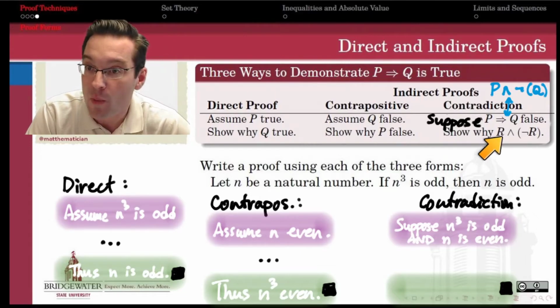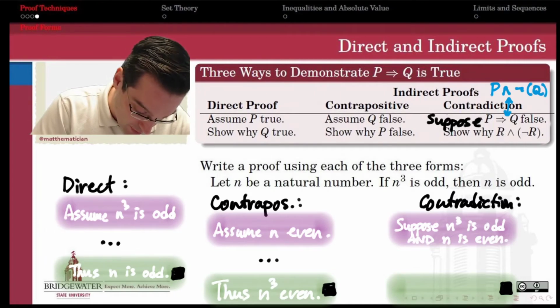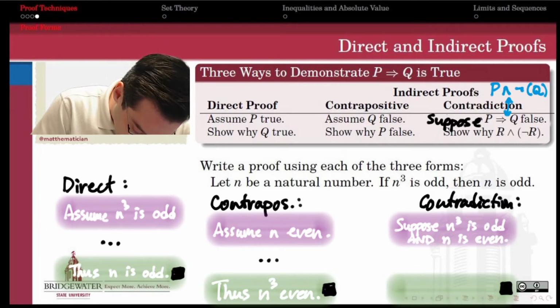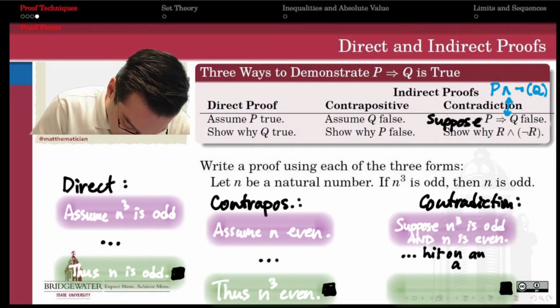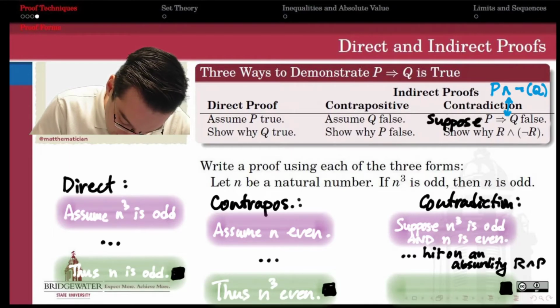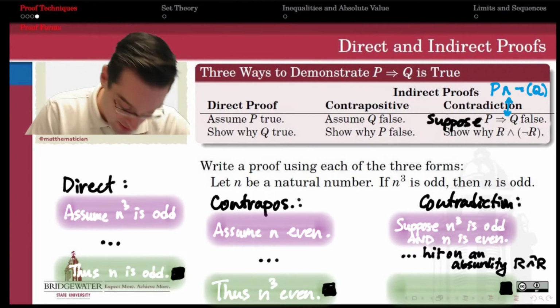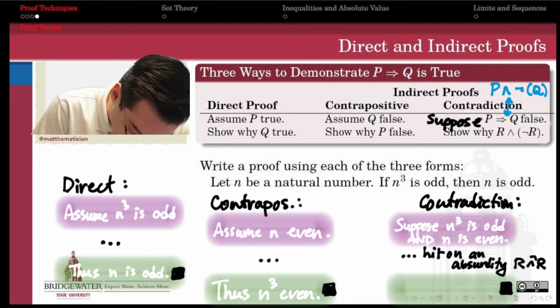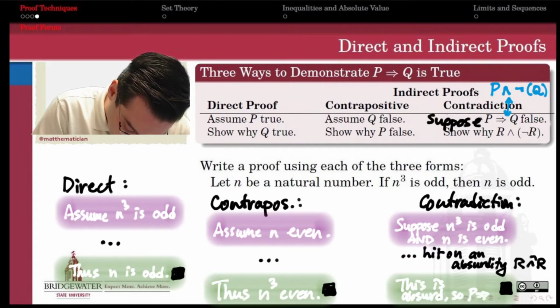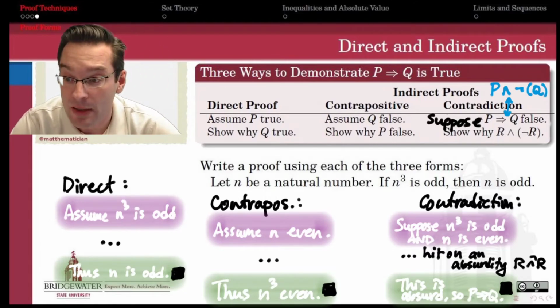So we often don't know what this R is when we begin writing a proof by contradiction, but we hit on an absurdity. Find something which we know is not true, and yet we have deduced it to be true somehow in the process of writing this proof. And so then we say something like, this is absurd, so P implies Q, or something at the end, right?